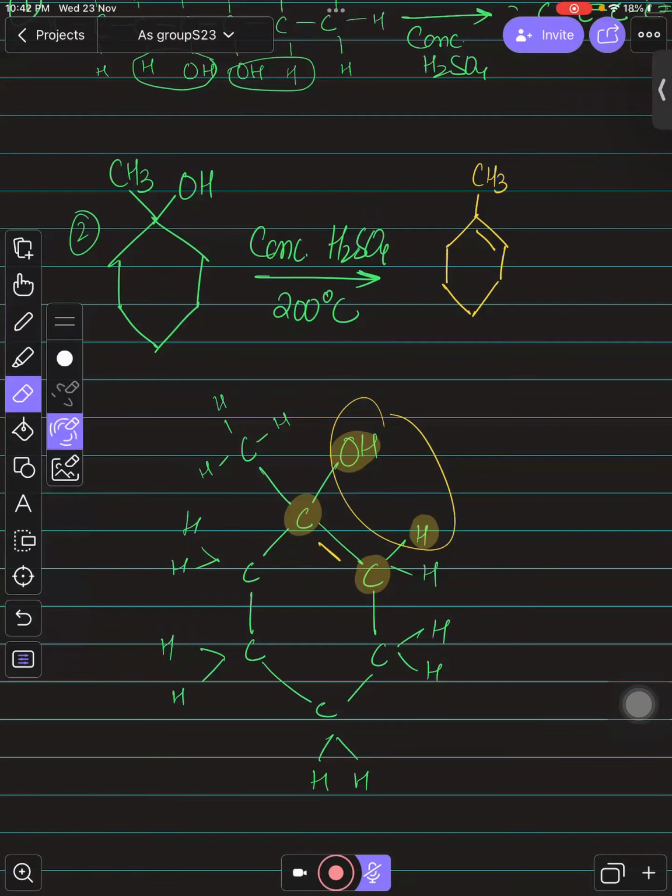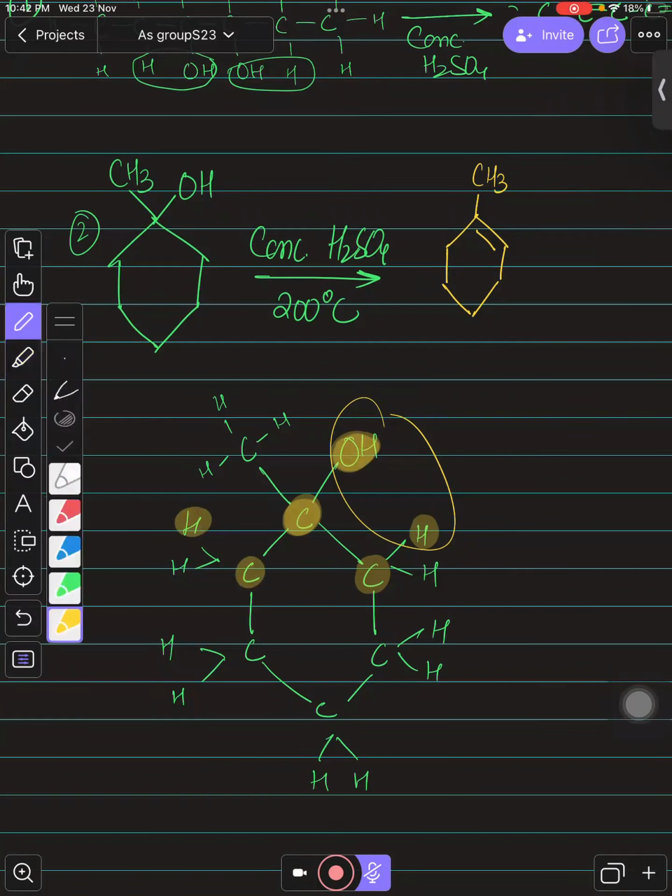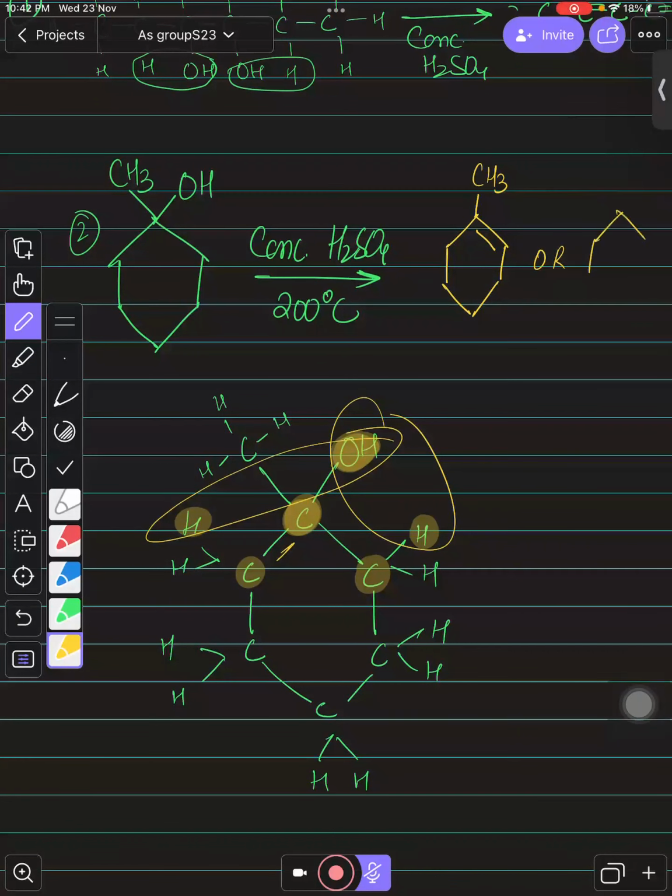Why did you all not think about this? You can even think that if this carbon has hydroxyl, then its adjacent carbon also has H, so even these two can be removed, right? So we have a double bond over here, and the structure can be like this, right or not?